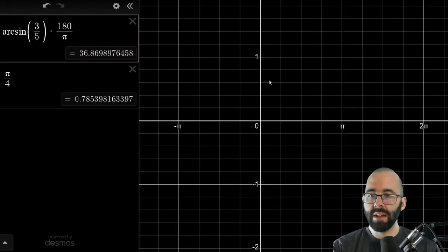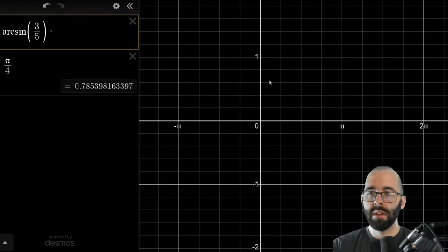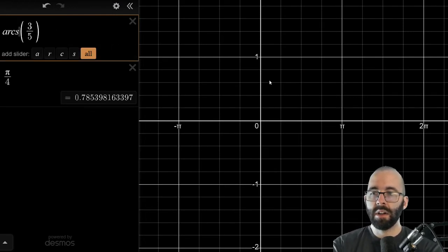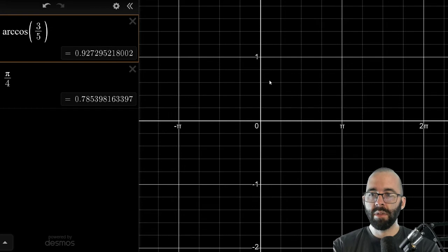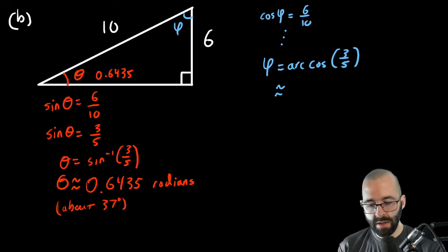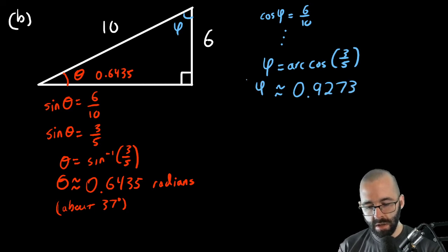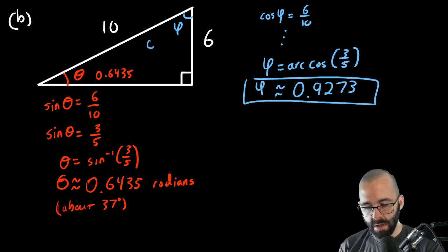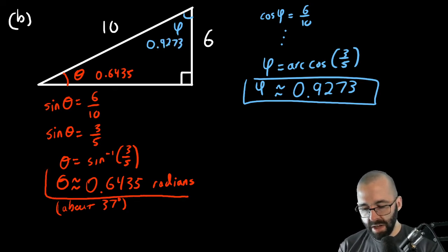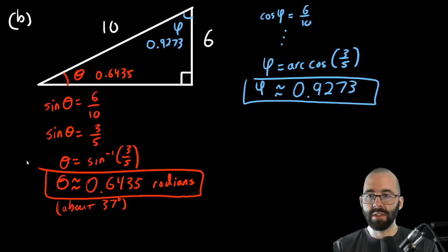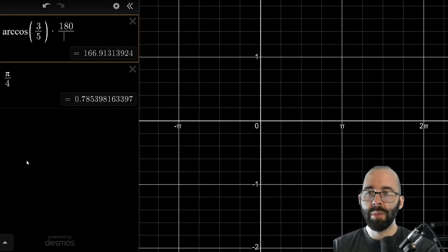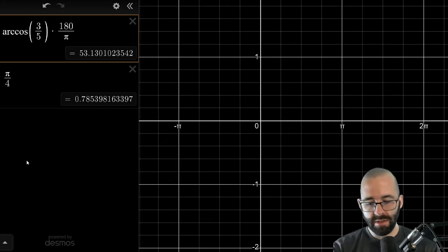We can approximate that. Arc cosine of 3/5 is about 0.9273. Or, likewise, we could convert this to degrees as well if we wanted. Multiply by 180, divide by pi. It's about 53 degrees.